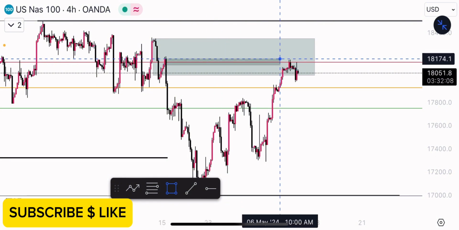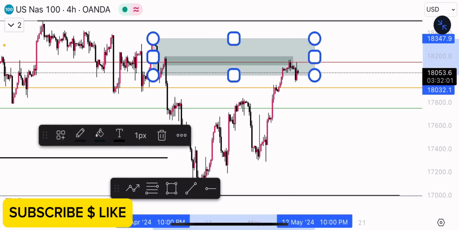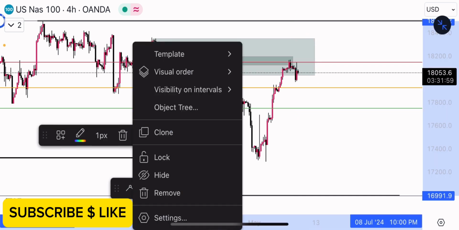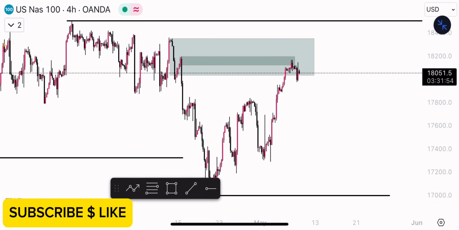You can see it's in alignment with the red, with the 0.382 level of the Fibonacci retracement. Okay, so I will just delete this Fibonacci retracement here. I will delete it. Now, what did I see?